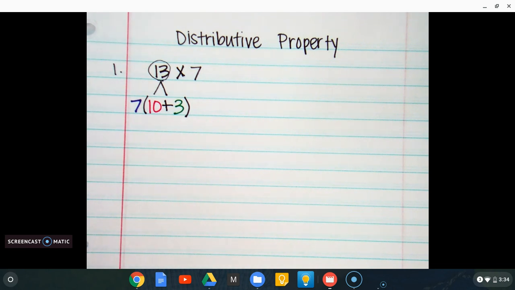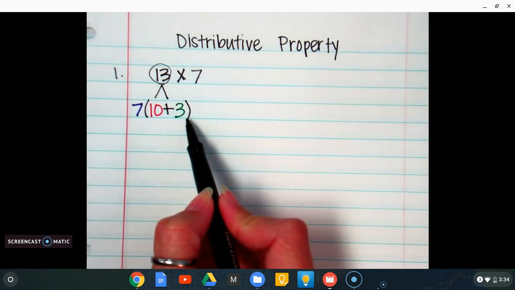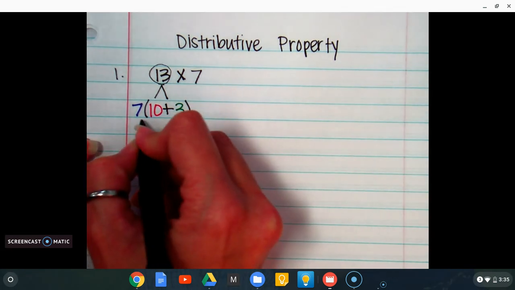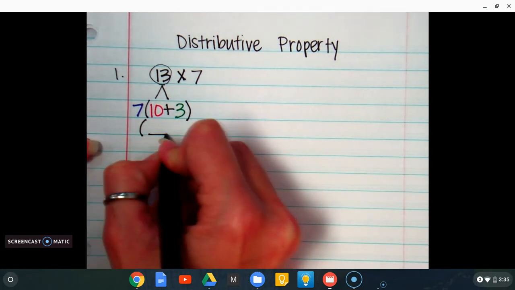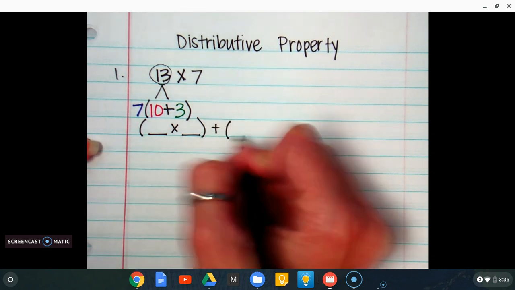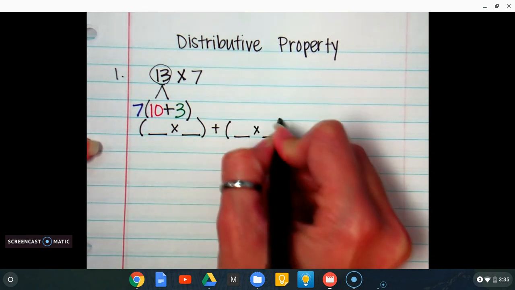So after this step, we call this the distributive equation. They have to have this first. This is the distributive property. Then that is when we do the next step, which is parentheses, blank times blank, parentheses, plus blank times blank, parentheses.